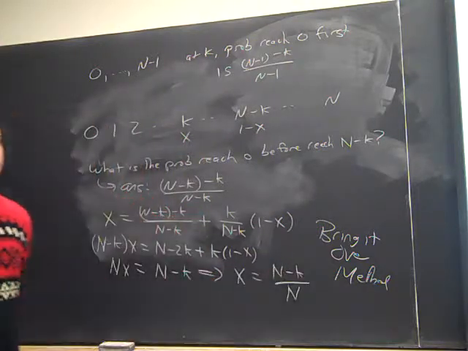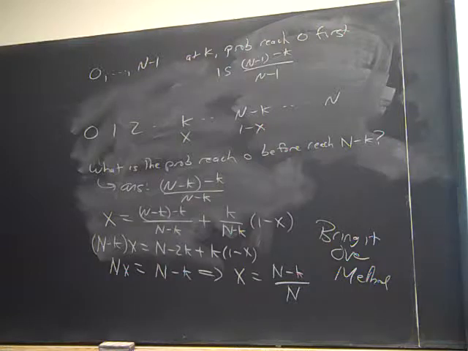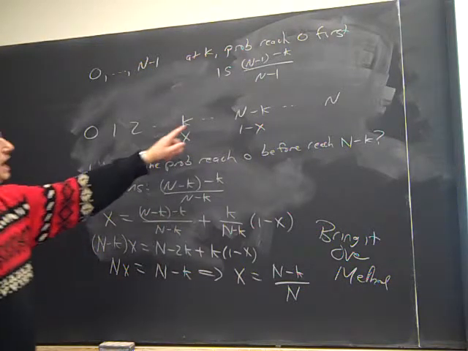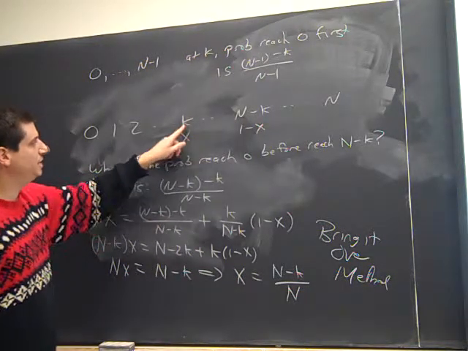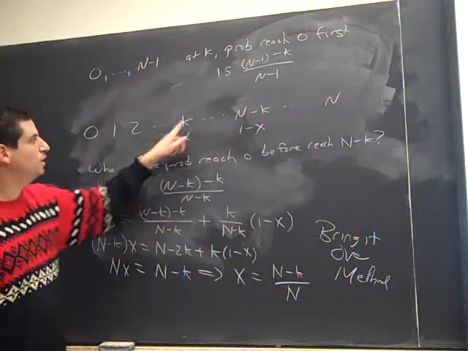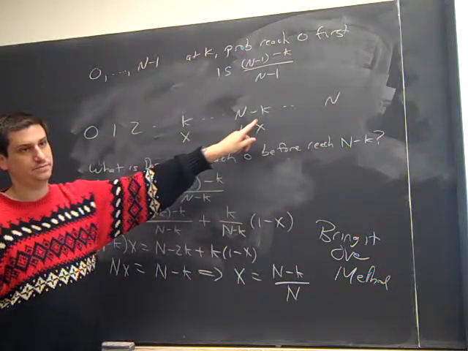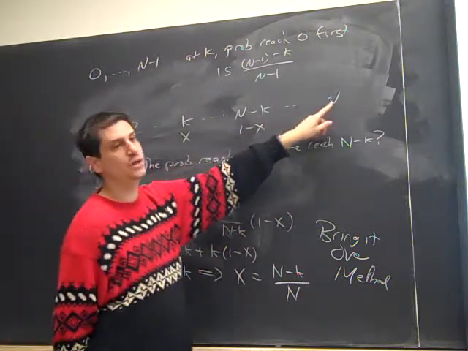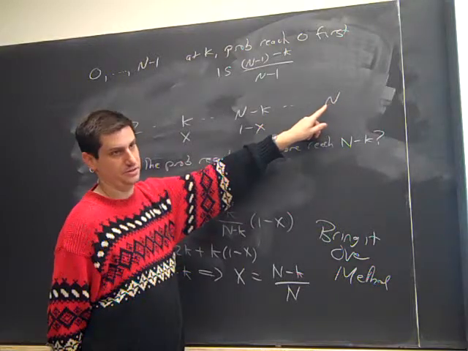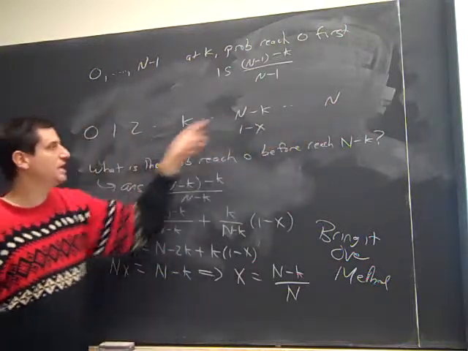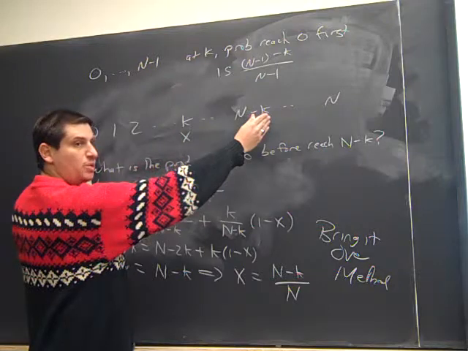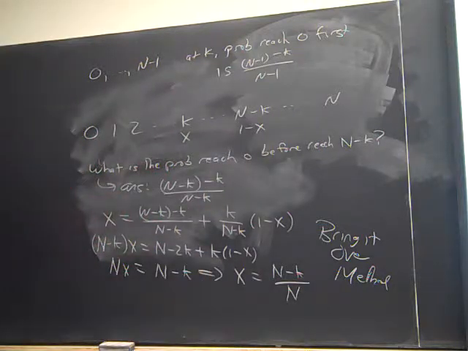Yes? Could you explain again how we're using induction? Well, what I'm saying is I need to know what's the probability I start at k and hit 0 before I hit n minus k. So that's using fewer positions. We're looking at something with n positions. Now I'm looking at the restricted problem with n minus k positions. So I'm assuming I already know how to do that.